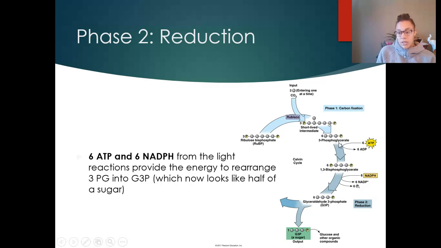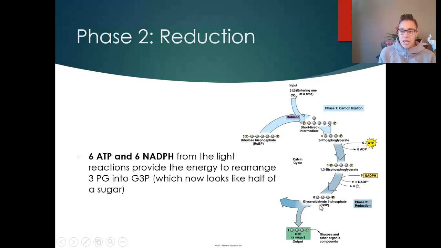So over here, we're going to start seeing the reduction part. This is where ATP and NADPH, those energy-rich molecules, are going to come on in and start driving this process of rearranging our PGA molecules. So it looks like we end up at the end of this reduction phase with kind of like a half a sugar, which is going to be kind of important.